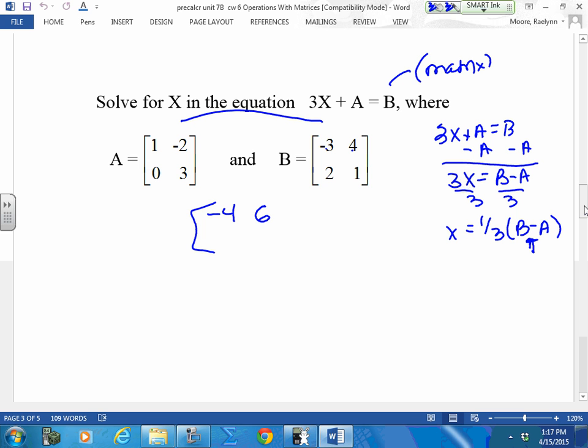6. 2 minus 0. 1 minus 3. Then take this and multiply it by 1/3. Can you get fractions? Absolutely. I would not bring this to a decimal. This would give you a 2, a 2/3 and a negative 2/3.